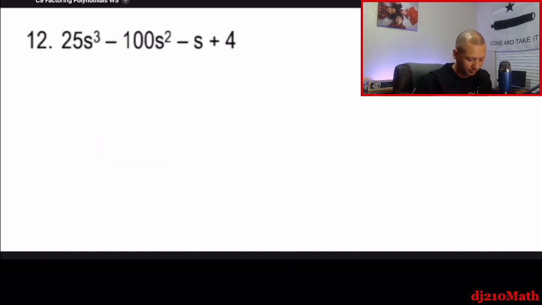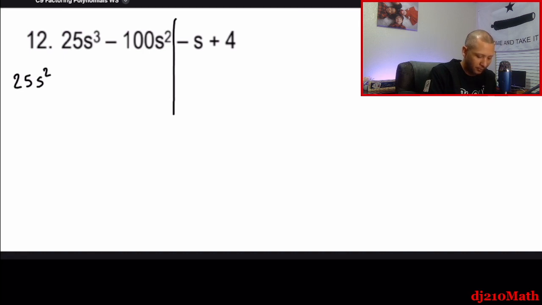All right, number 12. Split it down the middle. Okay, left-hand side, we got a couple things that can come out. Now a coefficient can, right, 25 can go into 100 4 times. If I take out a 25, I can also take out an s squared. So what's left behind? An s minus 4. So let's do that in a different color. S minus 4.